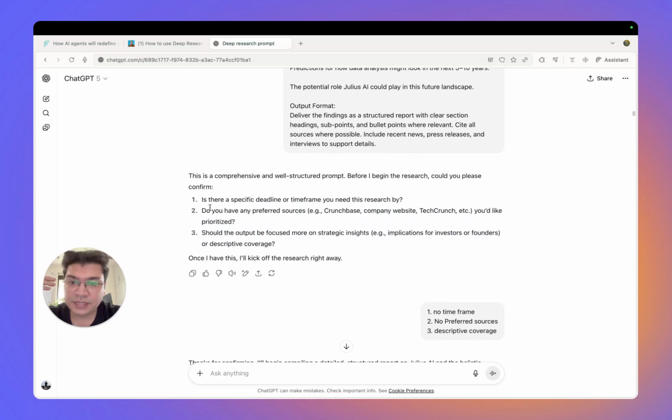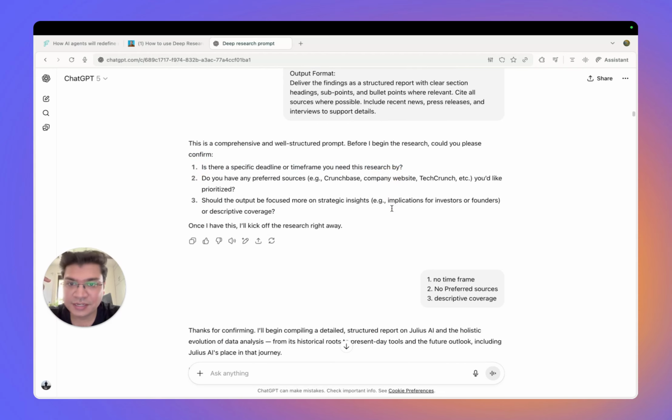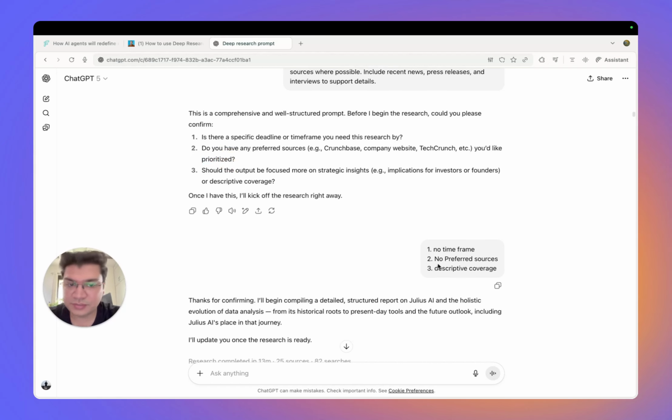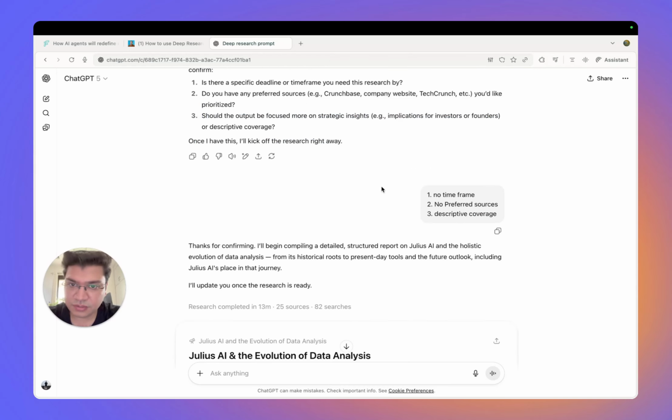So for example, it asked: is there a specific deadline or time frame that you need the research by? I don't know why it asked, I think it just did. I said no time frame. Then: do you have any preferred sources, Crunchbase, company website, TechCrunch, that you would like to prioritize? And this is very important. I said no preferred sources. Then it asked whether the output should focus more on strategic insights and implications for investors or founders, or on descriptive coverage. I said it should be descriptive coverage.